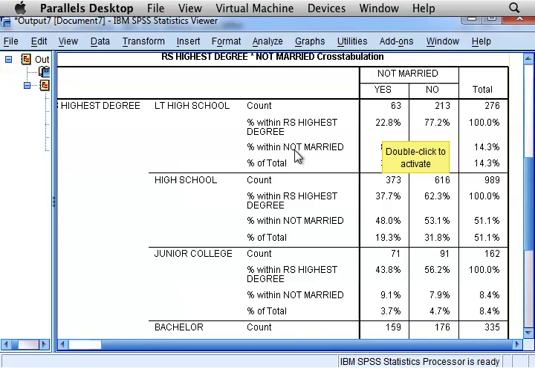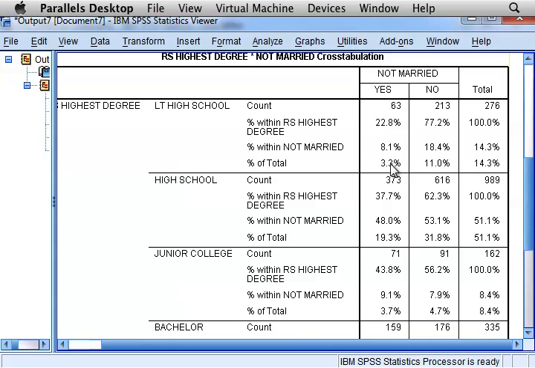The percent with not married, so the percent that said yes, not married, that's the column percent. It adds up the total number of people who are single and gives you the percentage. Similarly, the total number of people who were married and the percentage of people who didn't complete high school. So this is basically saying of all the people that said that they were married, 18.4% of them did not complete high school in this sample.